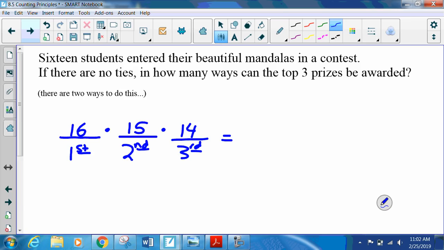And so hopefully I picked up a calculator before I did this. Yes, I did, and I multiplied them. There are 3,360 ways to award first, second, and third place. But hold everything.